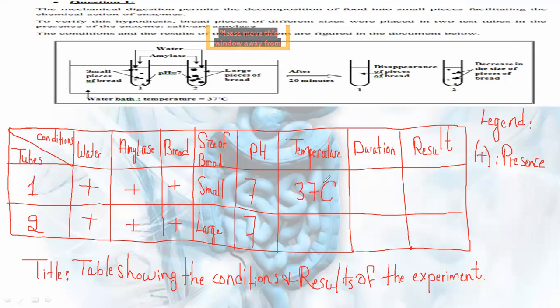Both of them 37 degrees Celsius in both tubes, 37 and 37. Duration, 20 minutes. So you have to write 20 minutes in both tubes. And here we have 20 minutes. Moving to the results. Thank you, Abbas. Ali Hassan Basma, results.